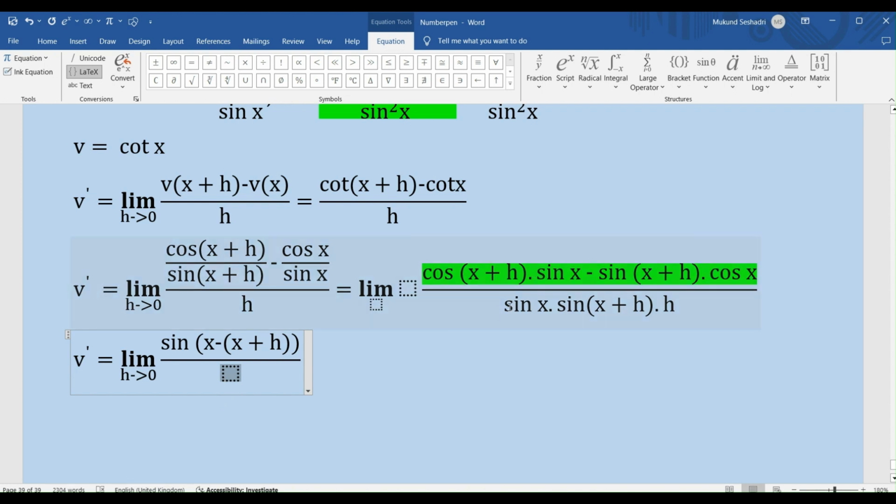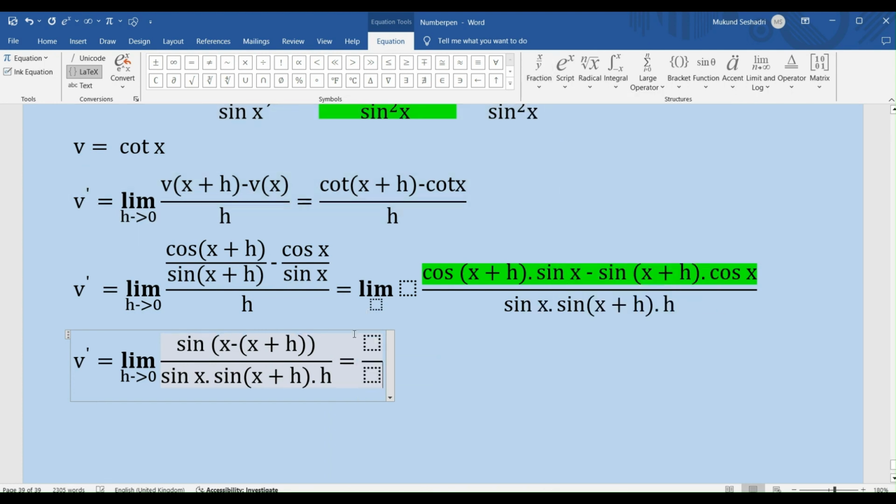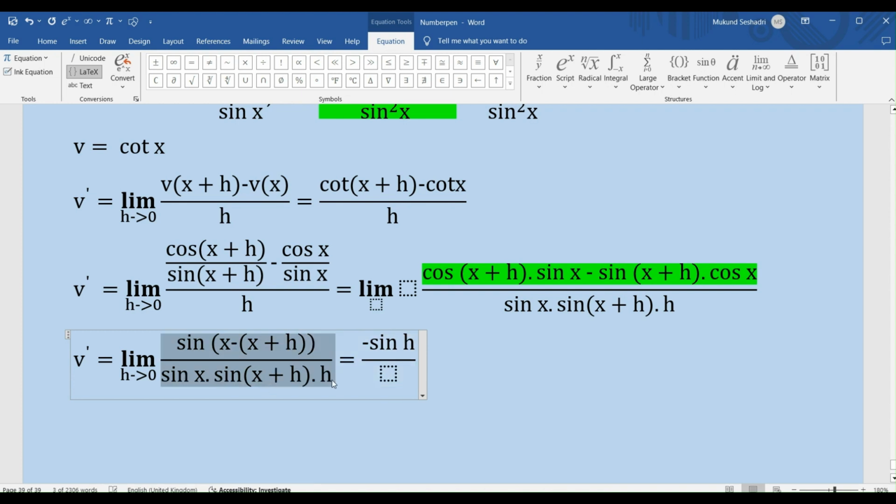And then I retain the terms in the denominator, right? My x and x get cancelled out within the sine. Therefore, I can rewrite this as sine of minus h, right? Which is nothing but minus sine h divided by, I have this particular expression, right? My sine x into sine of x plus h into h, right?